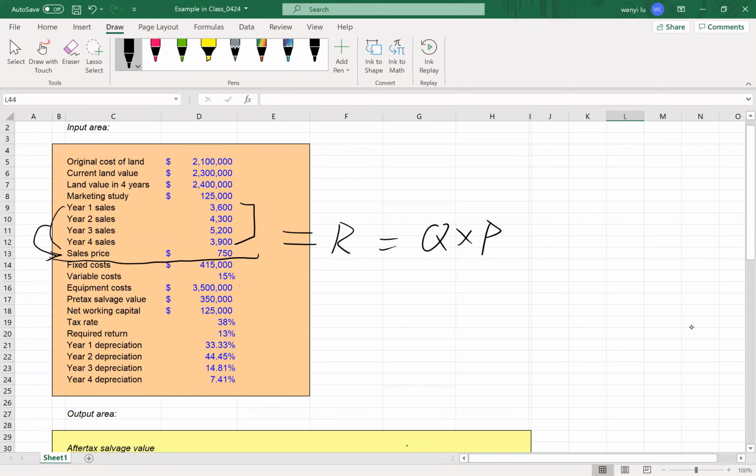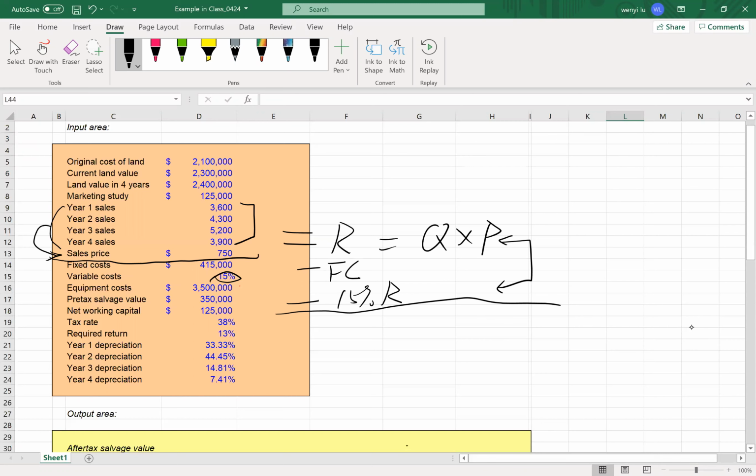And the revenue minus the fixed cost minus total variable cost, right? Variable cost is based on what? Based on revenues, based on how many units you produced. That's 15% of revenues. So revenue minus fixed cost minus variable cost will be the gross profit.